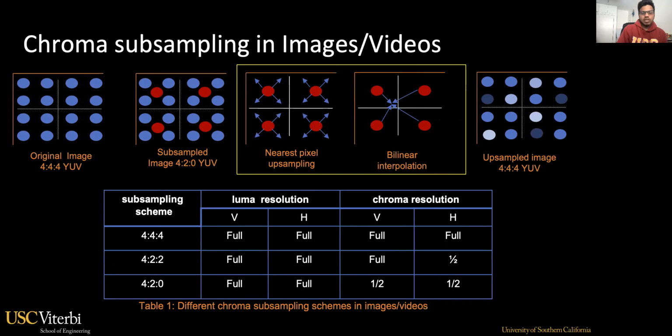Chroma subsampling in images and videos is fairly straightforward. Since the pixels are arranged in a regular 2D grid, sampling is quite straightforward because we can choose every alternate pixel in the horizontal and vertical direction. And even the interpolation is straightforward because we can use nearest neighbor upsampling or bilinear interpolation.